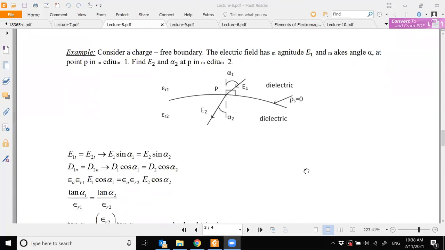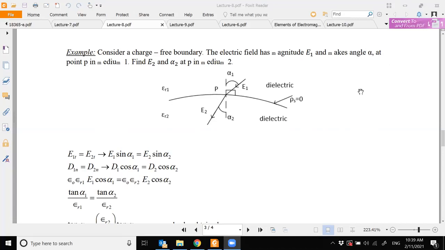Now let's take an example. We have a charge-free boundary, and now we have an electric field, and we only know the magnitude of that electric field. We don't know the X, Y, Z components. We just know the magnitude of the electric field E1, and it is making an angle of alpha at the point in medium 1. So this is my point P, and it is making an angle alpha.